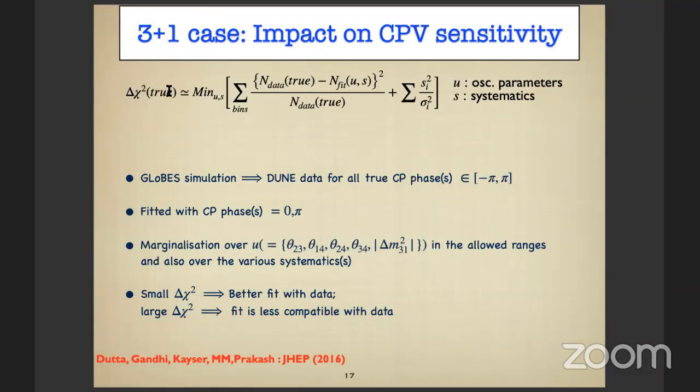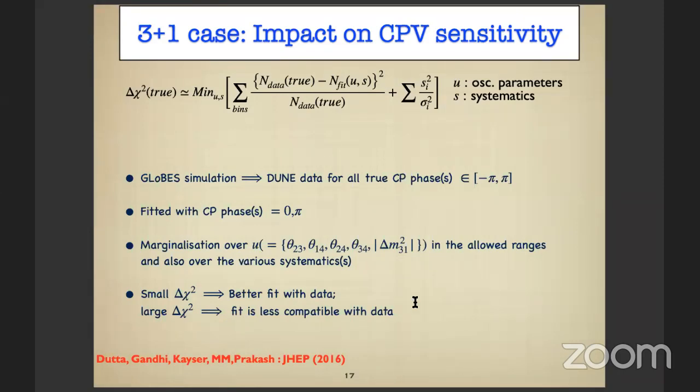Delta chi-square is a quantity which gives you a sense of how compatible two different data sets are. For example, suppose you have an event data set, n data, coming from an experiment. And suppose you have a theory of your own by which you calculate n fit. You want to see how compatible the experimental data is with your theory. Then you calculate this quantity numerically and find the value of delta chi-square. If the delta chi-square value is small, your model fits the data better. But if the delta chi-square is large, your model or fit is less compatible with the experimental data.